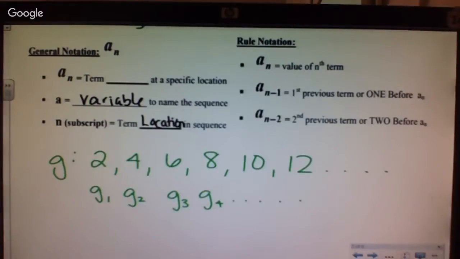Let me get through this little bit here. All right. So A sub n represents a term value at a specific location. So if I gave you the sequence and I said, what's G sub 6? What would you tell me? 12. It's the 6th number in the sequence.